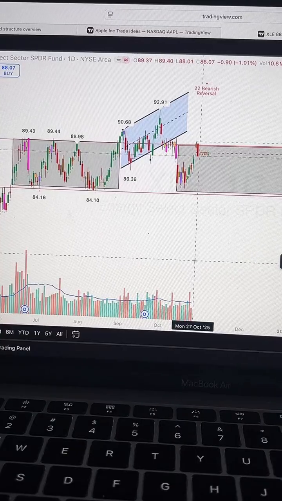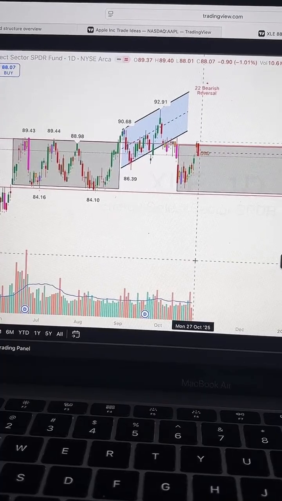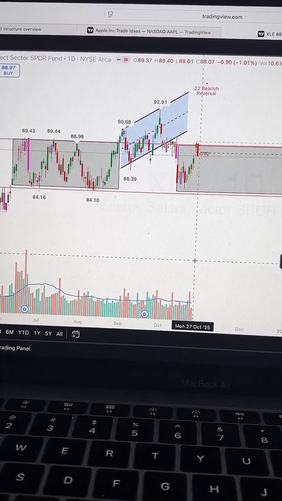Iron Condor. That's the one for sideways, right? Iron Condor strategy. I've heard of that so many times. Never tried it though.